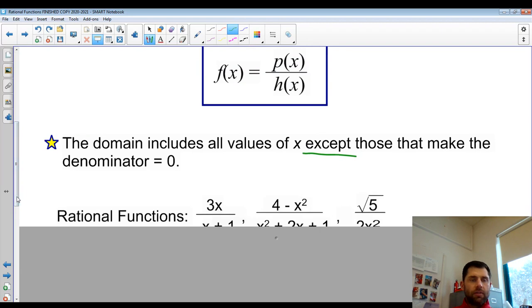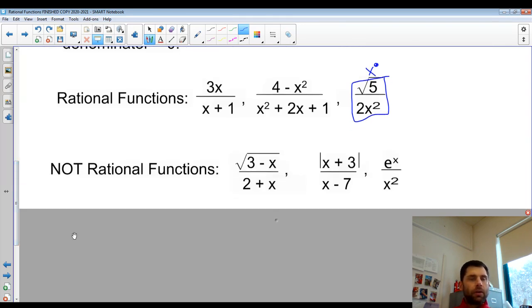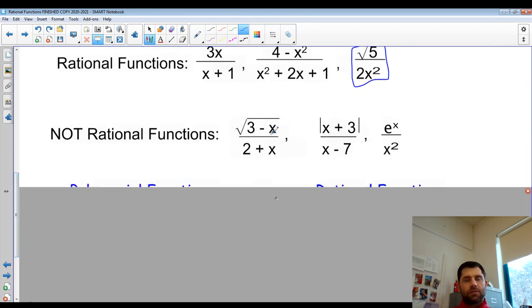All right, so this is all written in your note packet. There's some examples of rational functions. So this we kind of tie back to x to the 0 power as being a polynomial. So this is a rational function, even though there's no x term in the numerator. It's a polynomial divided by another polynomial. Non-rational functions: where the square root has the x term under it, absolute values, exponential functions. None of those are rational.